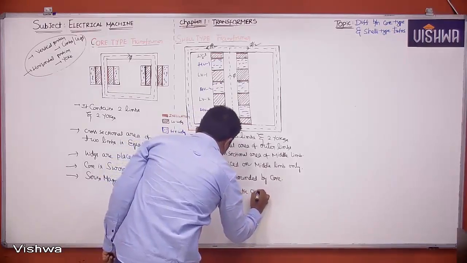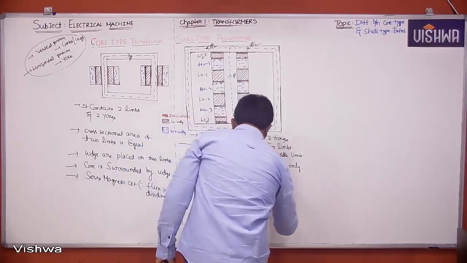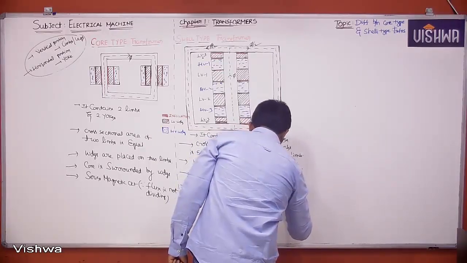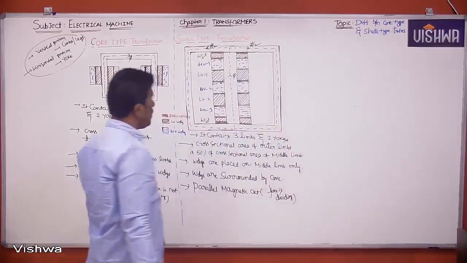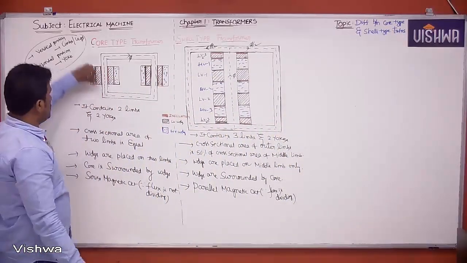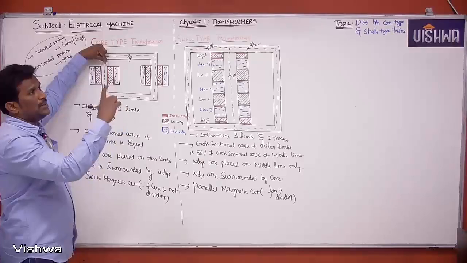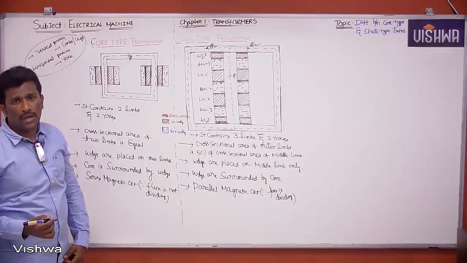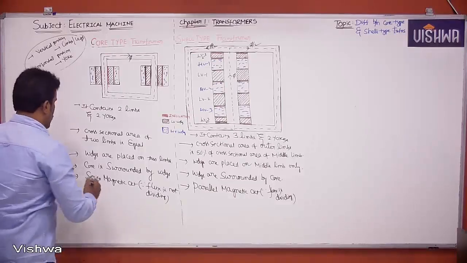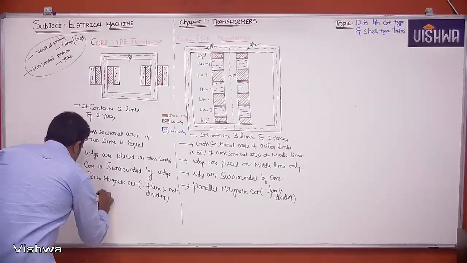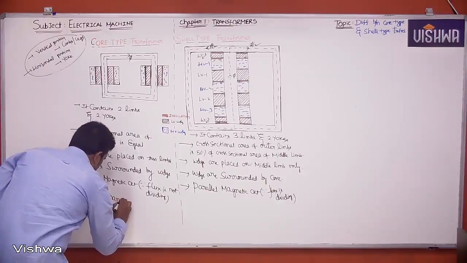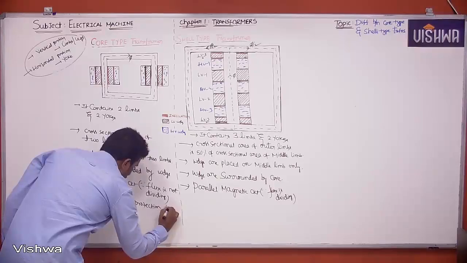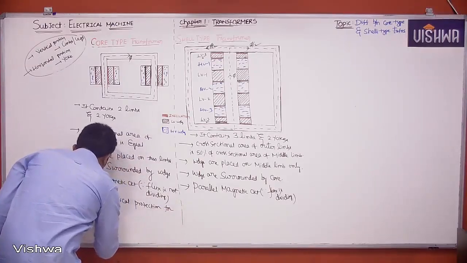What is the reason? Since flux is dividing. Now let me ask one more question. Since your core is surrounded by windings, that means windings are outside. Do we have any mechanical protection for windings here? No. So I write here: no mechanical protection for windings.